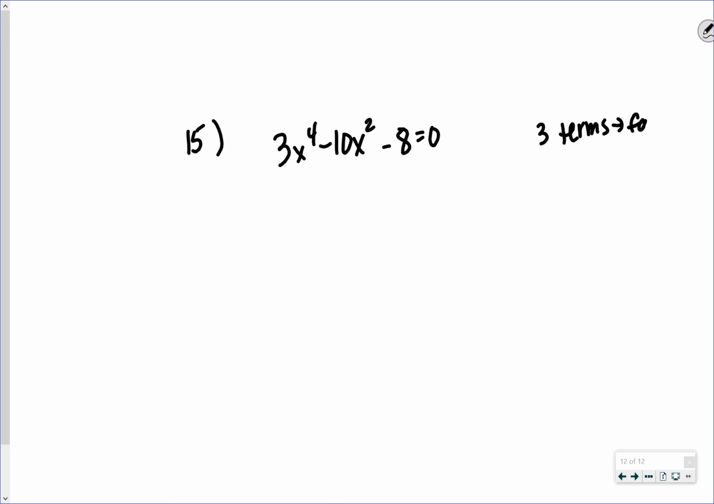Next, number 15. I have 3x to the fourth minus 10x squared minus 8 equals 0. 3 terms, factor like a quadratic.